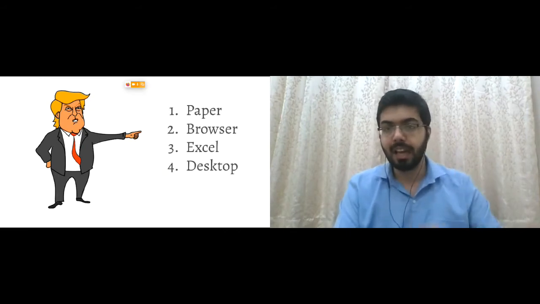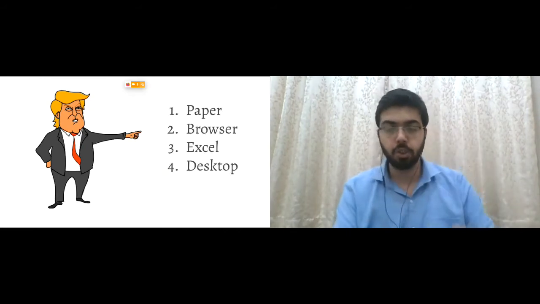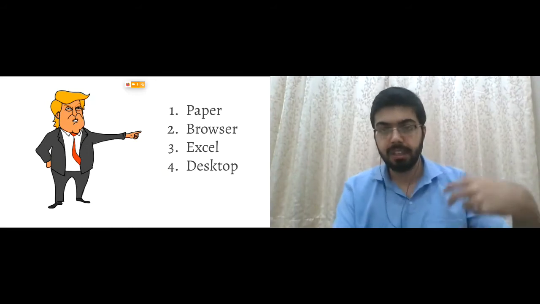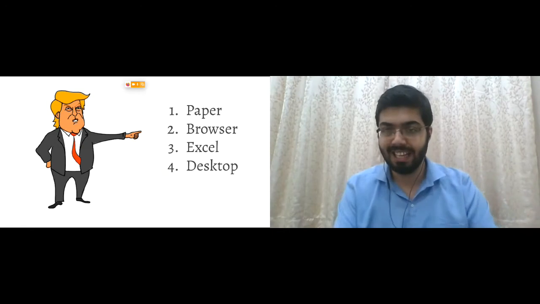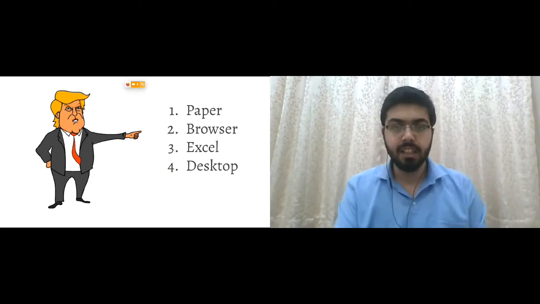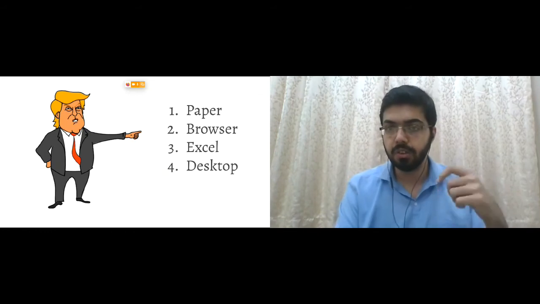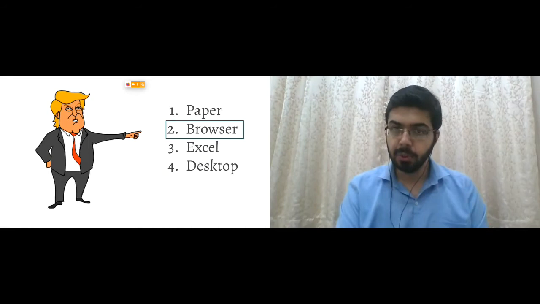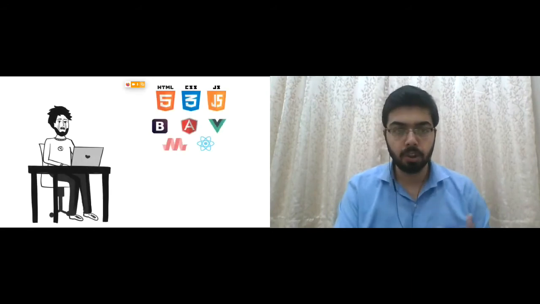And then he says, I want to see them in any of these formats. Either get me a paper printout, or show me on my browser, or show me on Excel, just dump it there and show me the results there, or on the desktop. So the first, third, and fourth are not really scalable, not something that you can update once you have delivered. So that's where browsers come in, and that's where we will see how you can help your boss get the results.